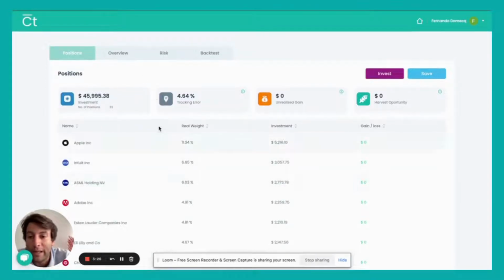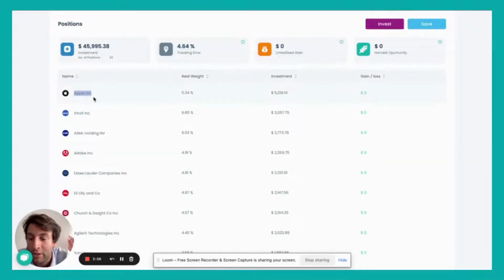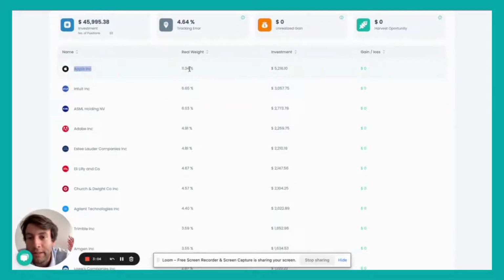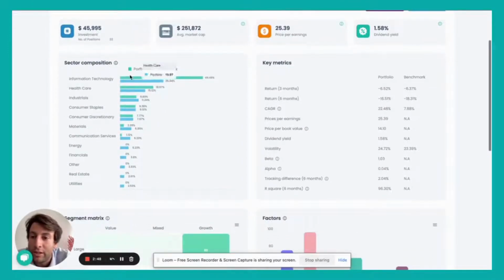Here we have the portfolio analysis where we can see that the tracking error is 4.64. So this portfolio is highly aligned with the performance of the index. It's not like an ETF, but is close to that. As we look at the positions, we can see that they are overweighted in Apple with 11.34% of the portfolio there. We can see other names like Intuit, Adobe, and so on.